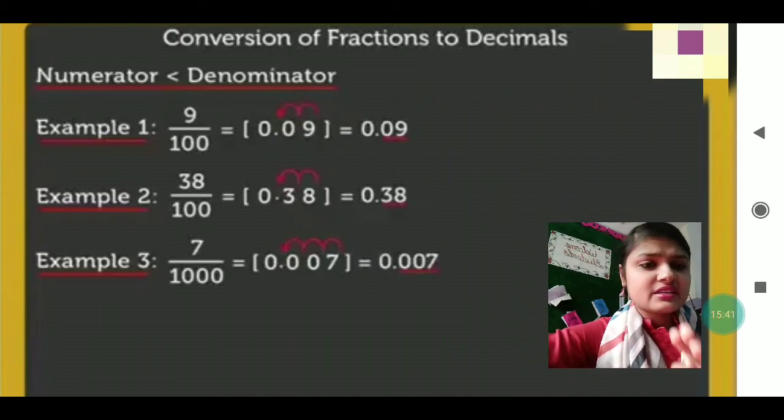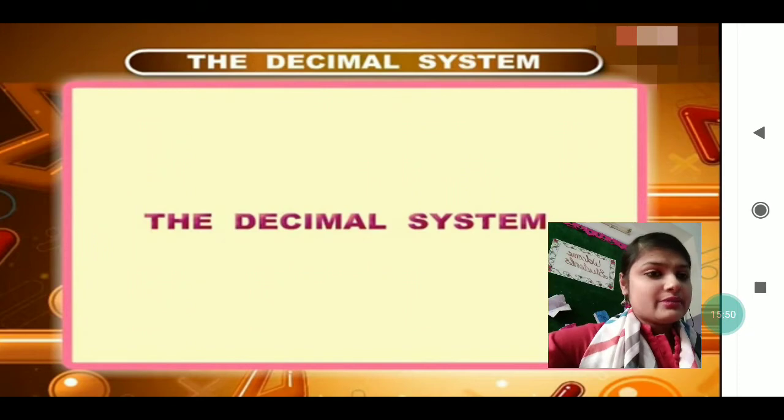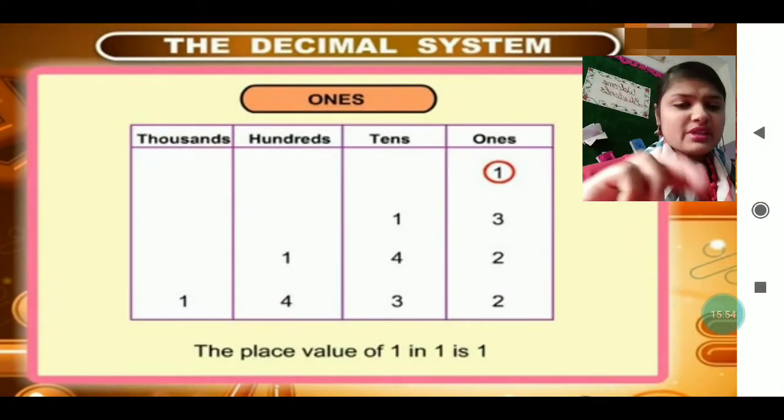Okay, after three digits we have put the decimal. So 0.007 we have got. Now we are going to talk about the decimal system. Just see, you can see the decimal system.